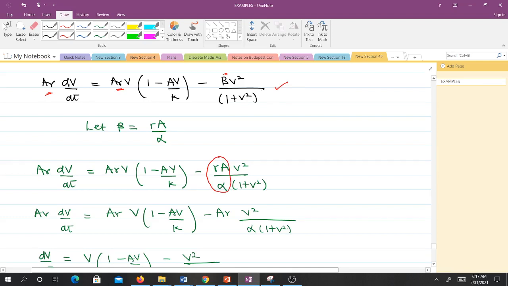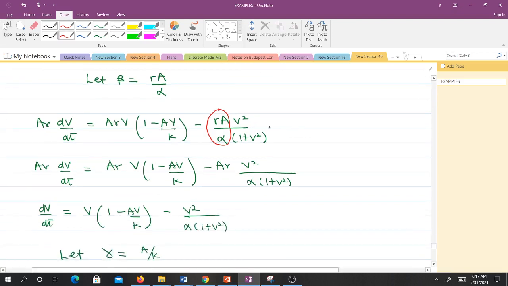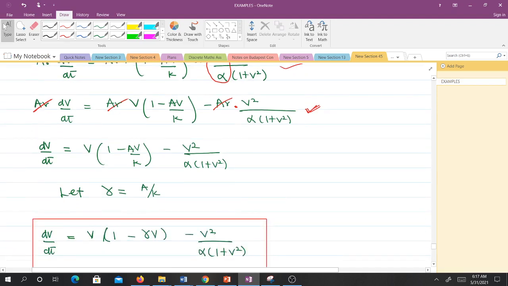And doing that means we can write this here in terms of this, right? We can bring the AR out. So now our ARs can cancel through, and we'll get dV/dτ equal to V times (1 minus AV over K) minus V squared over alpha times (1 plus V squared), right? But you can see that we still have some old parameters here, that is A and K.